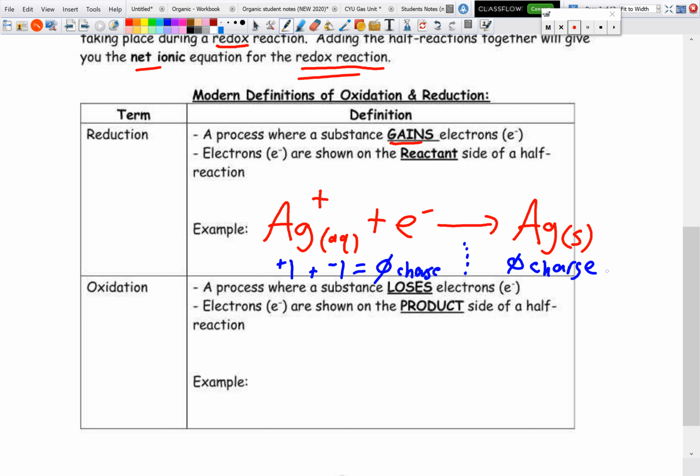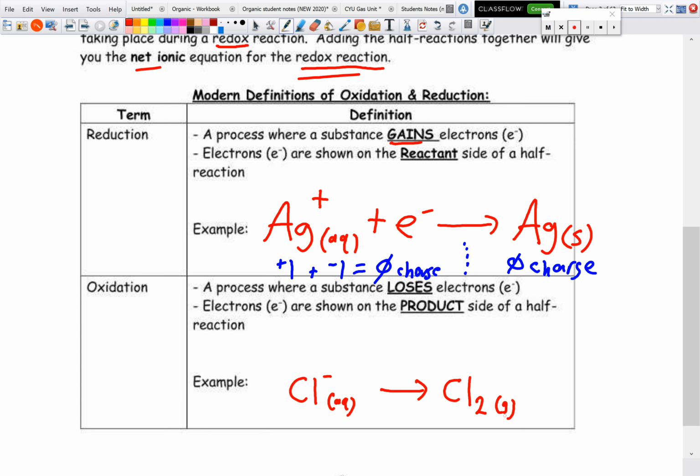Now for oxidation, this is where a substance loses electrons. So the electrons show up on the product side of the equation. One thing we're going to see is, for example, if we had, sorry, I'm going to take that 2 out for now. So let's just say we had the chlorine ion turning into chlorine gas.